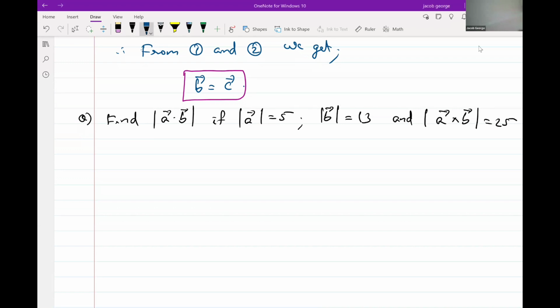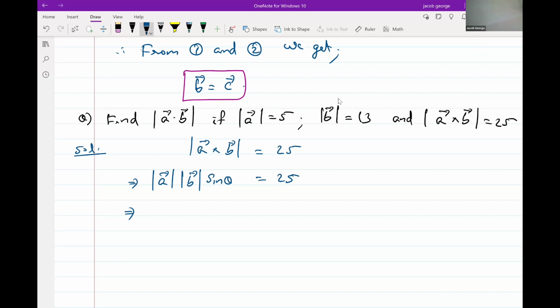So we use this magnitude: magnitude of vector A cross vector B is equal to 25. And what is modulus of vector A cross vector B? Magnitude of vector A into magnitude of vector B into sin theta. N cap is not required when we take the magnitude. This is equal to 25.